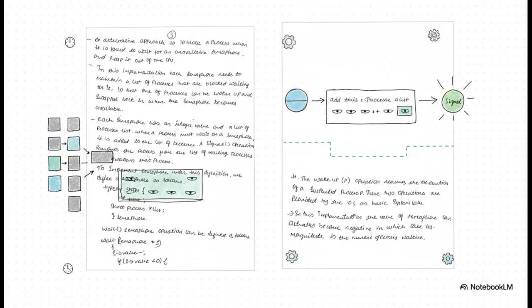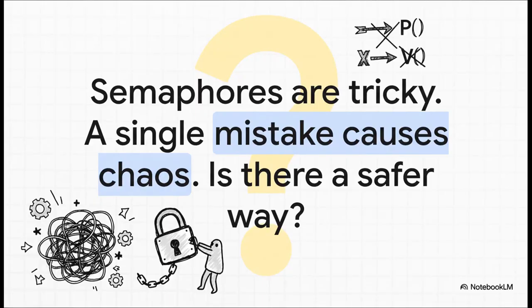When a process calls wait and finds the resource is busy, the OS doesn't let it just sit there spinning its wheels, wasting CPU time. No way. It puts the process to sleep and adds it to a waiting list. Then, later, when another process calls signal, the OS just wakes up the next process in line. It is incredibly efficient.